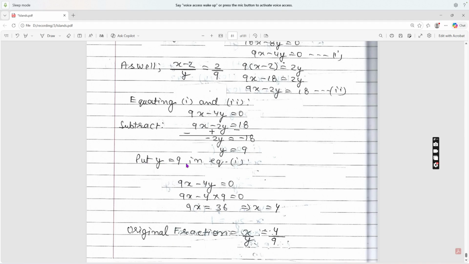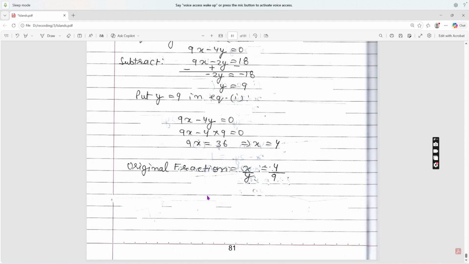Now we are going to put y is equal to plus 9 in equation 1. What is the first equation? 9x minus 4y is equal to 0. So 9x minus 4 into 9, that is minus 36. Minus 36 will be plus 36 when it is shifted from LHS to RHS. So 9x is equal to 36, means x is equal to 36 upon 9, that is equal to 4. So our original fraction would be x upon y, which is equal to 4 upon 9, because x is equal to 4 and y is equal to 9 we have got.